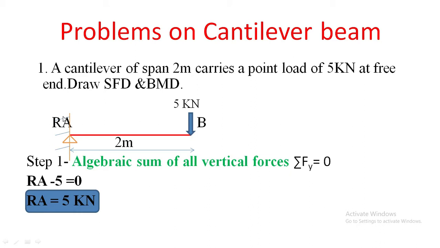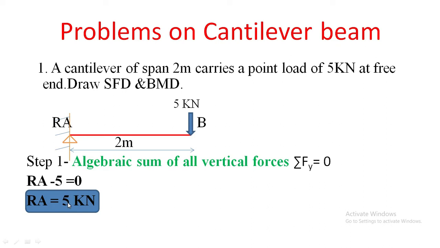So for that, the fixed side has a support reaction, that is an upward support reaction RA, and one point load is at the free end, that is 5 kilonewton, which is going in the downward direction. So our first step is, I'll take the algebraic sum of all the vertical forces. RA is going in the upward direction, and 5 is going in the downward direction, so RA minus 5 is equal to 0. So RA is equal to 5 kilonewton.